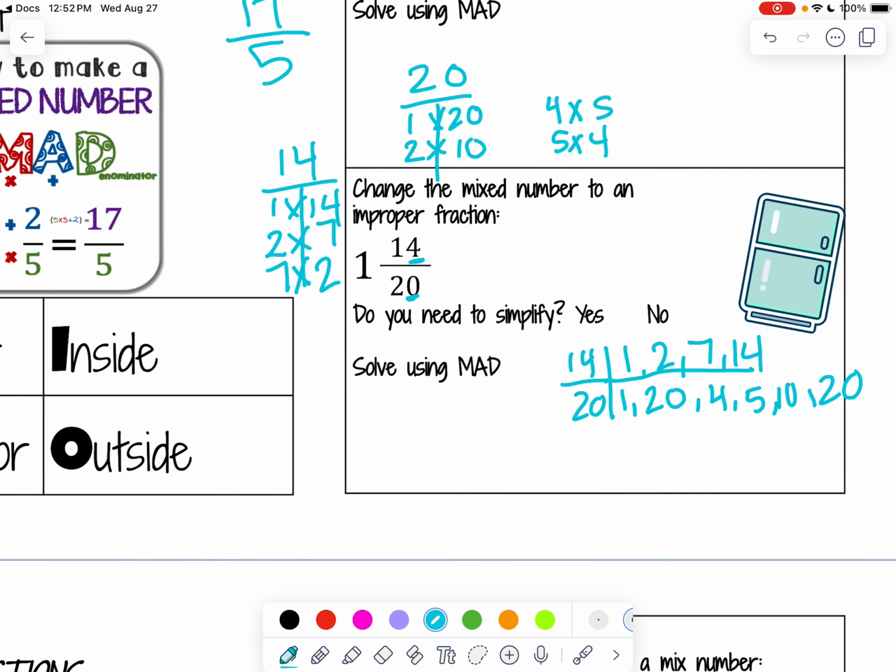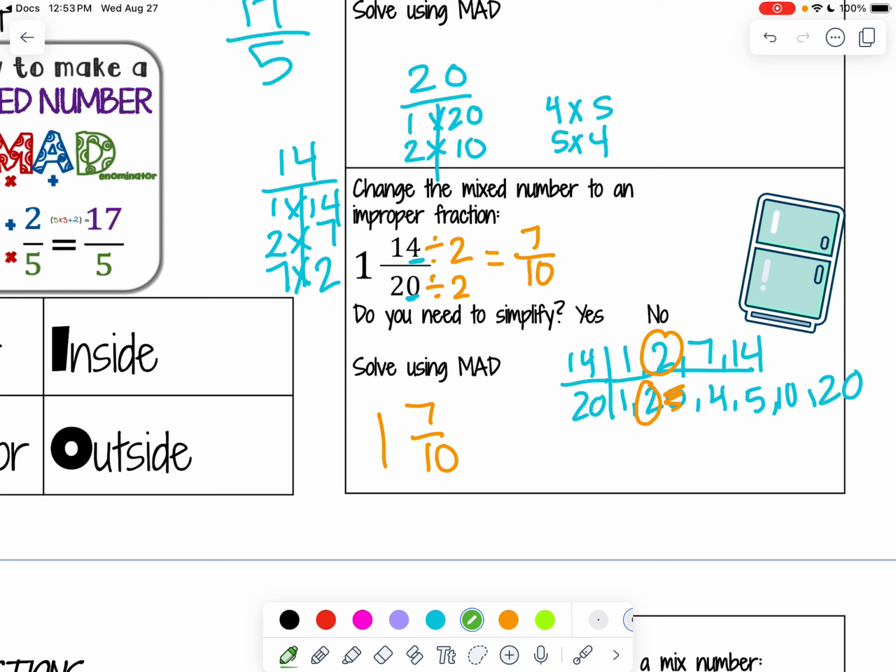So what would our greatest common factor be? The only other factor they have in common would be 2. Oops, and I did not write 2, I wrote 20. So we're going to divide 14 by 2 and 20 by 2, and that gives us 7/10. So now we're going to rewrite our mixed number, and it is going to be 1 7/10.